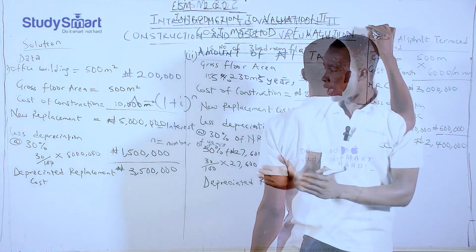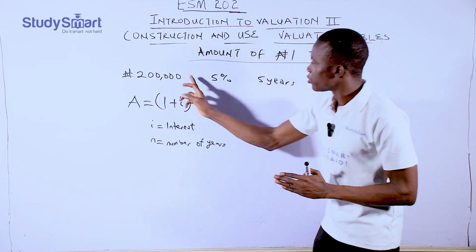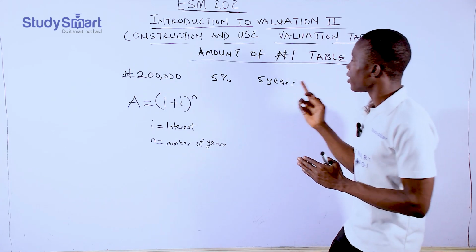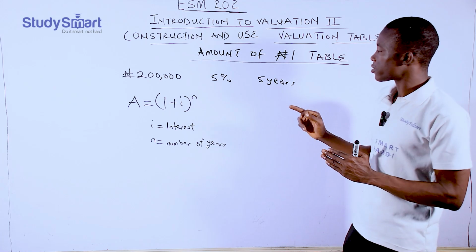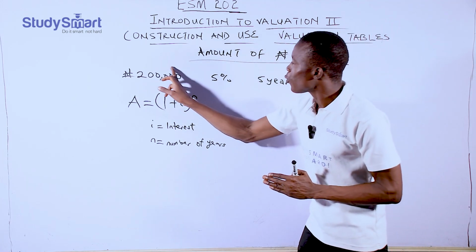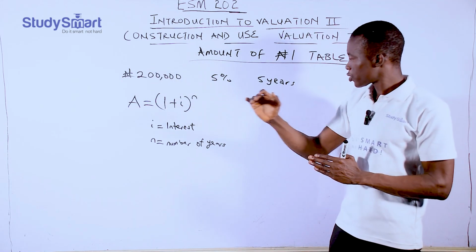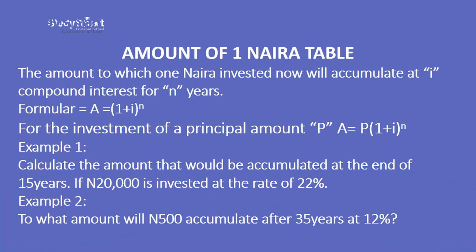Roman figure 3. Like I explained here, saying, okay, your brother gave you 200,000 and you decide to take it to, say, GT Bank. GT Bank gave you 5% interest, and you want to save the money for 5 years. Now you want to know what this 200,000 naira will accumulate to at the end of 5 years. So this question is telling us to calculate the amount that will be accumulated at the end of 15 years if 20,000 naira is invested at the rate of 22%.